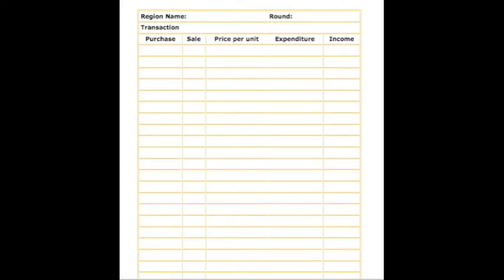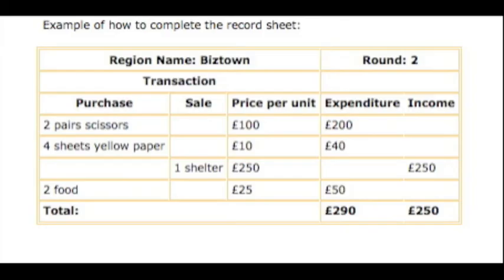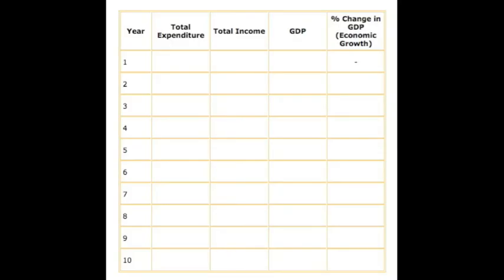This is your transaction record sheet. Anytime you sell something or buy something, you need to record it on this. It's very important because at the end of each round, we're going to calculate the GDP increase of the entire class, so it's very important that you keep track of everything that you've made or bought over the year. Here's just an example of how to do that. This is the GDP growth sheet that we're going to fill out at the end of each round, so you know what it looks like.